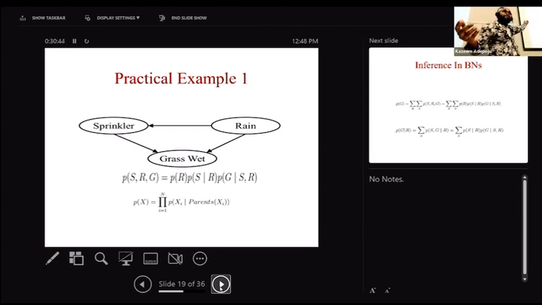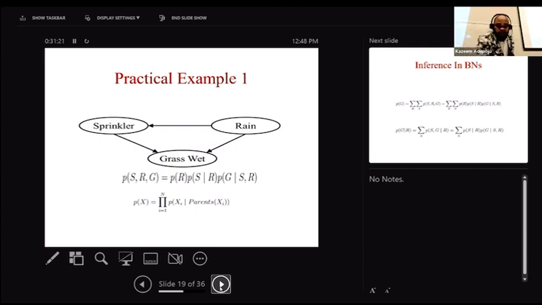Now, if I want to write, the sprinkler is going to be S. Grass wet is going to be G. Rain is going to be R. Based on the structure, if I want to write the probability of the joint, the probability of S, R, G, what am I going to start with? I'm going to start with the marginal, the one that doesn't depend on anything. So probability of R, the probability of S given R, then the probability of G given S, R. Any question? Any question on that? That's practical application.